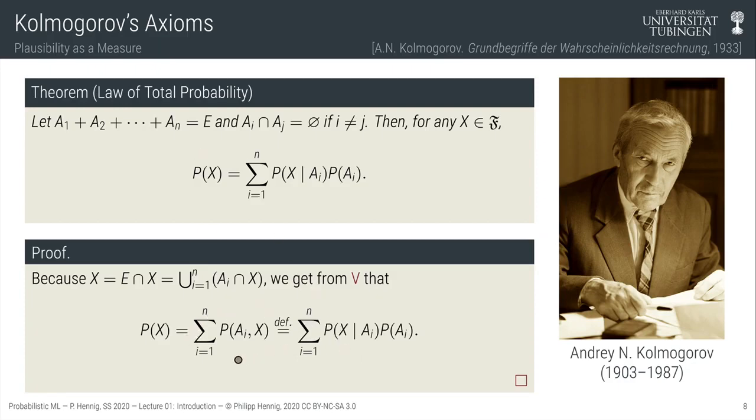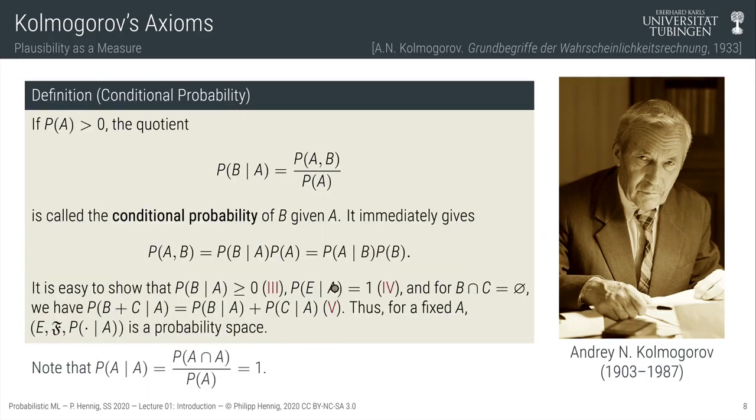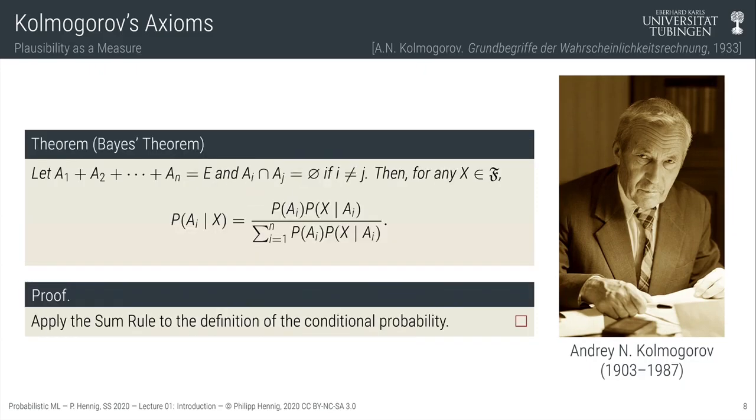So we just apply the definition of the conditional probability and sigma additivity, and that's it. So why is this useful? What are we going to use this law of total probability for? Well, we are going to use it to complete the construction of the conditional probability into a wonderful theorem that provides the basis for all inference processes using probabilities, and that is called Bayes' theorem, which states that the probability for A_i given X is the probability for A_i times the probability for X given A_i, divided by the sum over all such terms over i.